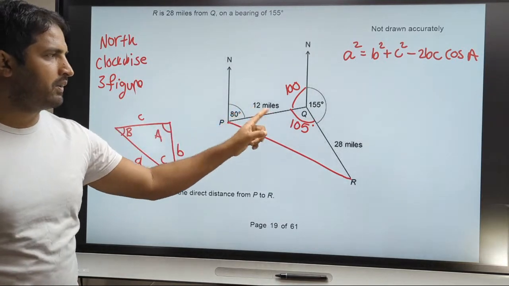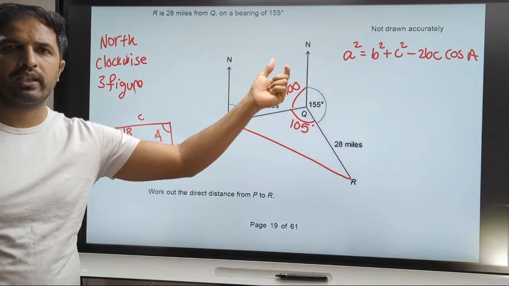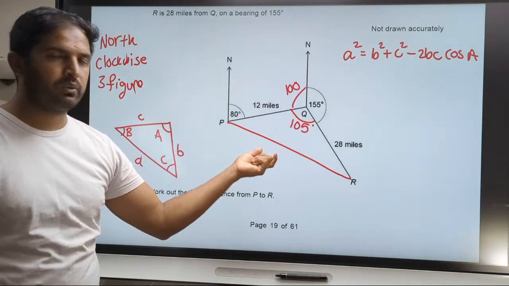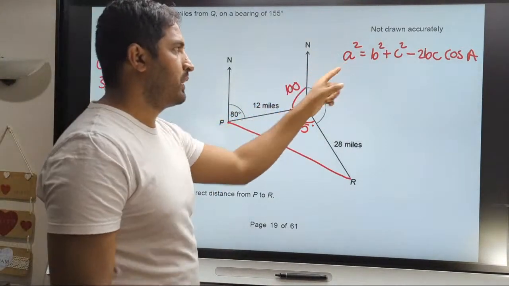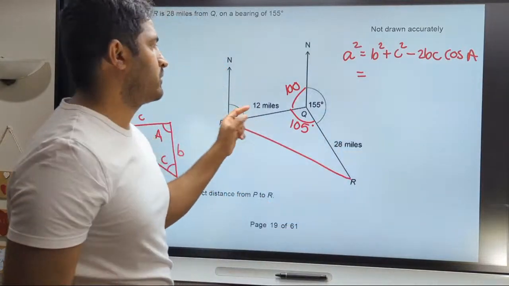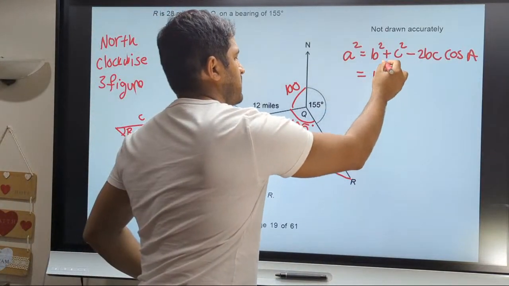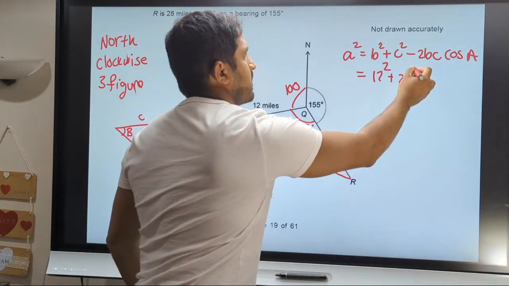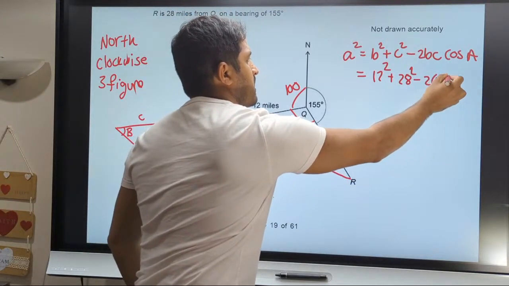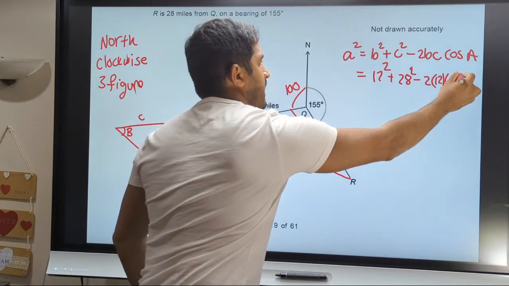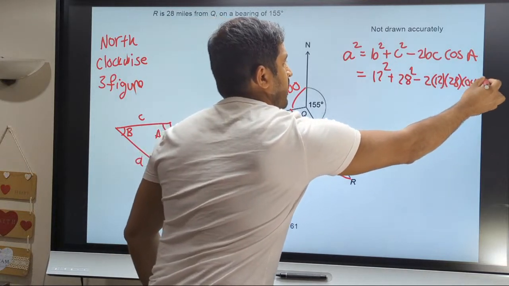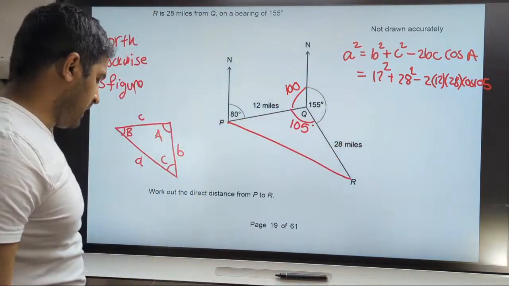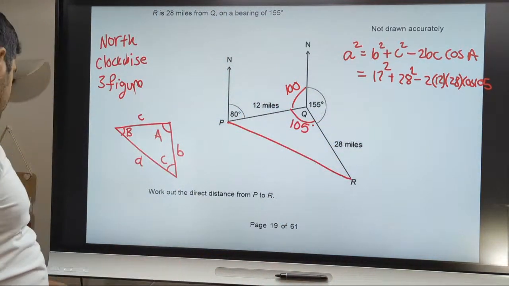So 12 and 28 are your small b and small c sides. That 105 is your angle, and this one is your a squared. So we're trying to work out what this is. So we're doing 12 squared plus c squared, which is 28 squared, minus 2 times 12 times 28, and cos of 105. Now you put that in the calculator and you should be able to get some answer.